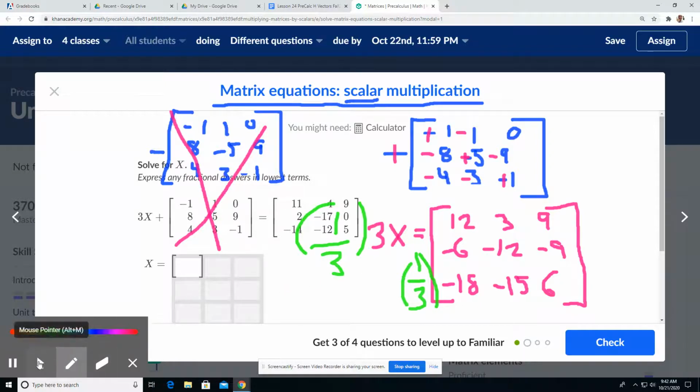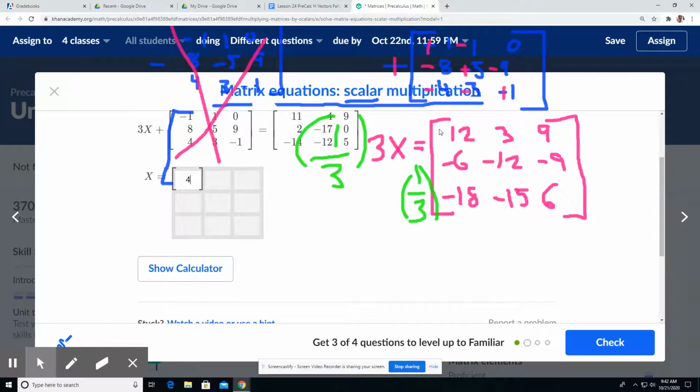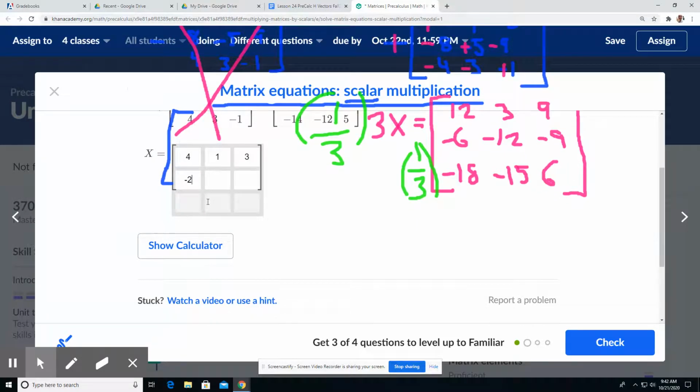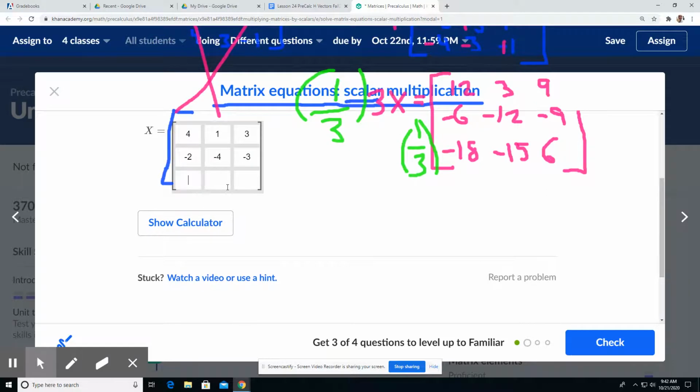Okay, so our final answer is 12 divided by 3 is 4. 3 divided by 3 is 1. 9 divided by 3 is 3. Negative 6 divided by 3 is negative 2. Negative 12 divided by 3 is negative 4. Negative 9 divided by 3 is negative 3. Negative 18 divided by 3 is negative 6. Negative 15 divided by 3 is negative 5. And 6 divided by 3 is 2.